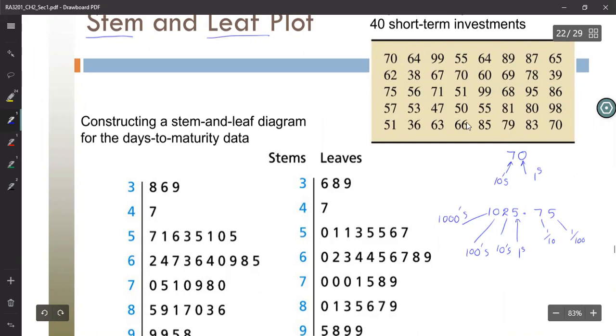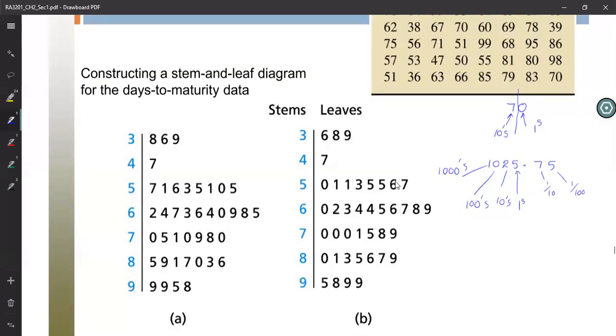In this example, you have only two digits, so you can split it, the tens into the stem and the ones into the leaves. Okay. So you know that the minimum is 36 and the maximum is 99, which means you have values in the 30s, 40s, 50s, 60s up to 90s. So you write these stems here, 3, 4, 5, 6, 7, 8 and 9. So your stems are 3, 4, 5, 6, 7, 8 and 9.